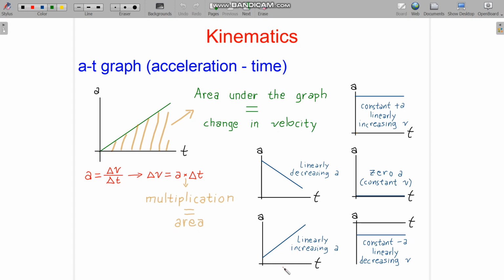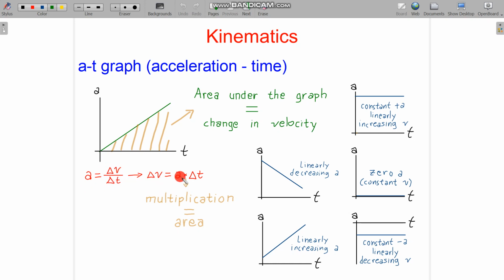Hello everyone, this video is about graphs and kinematics. So we have the first graph, the AT graph, the acceleration time graph. The area under the graph is the change in velocity. The formula for acceleration is delta v over delta t, basically velocity divided by time.